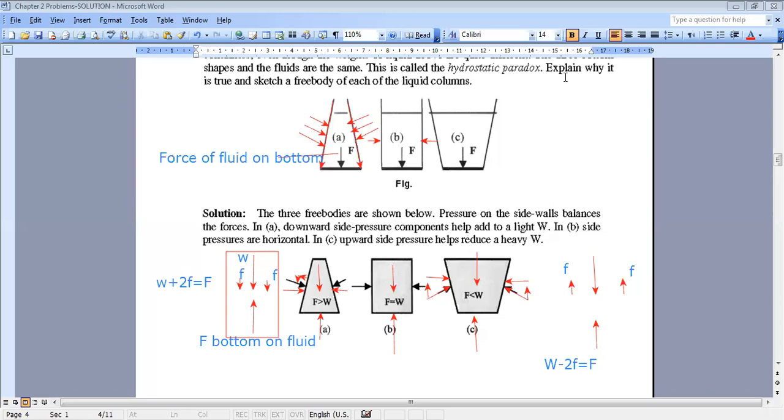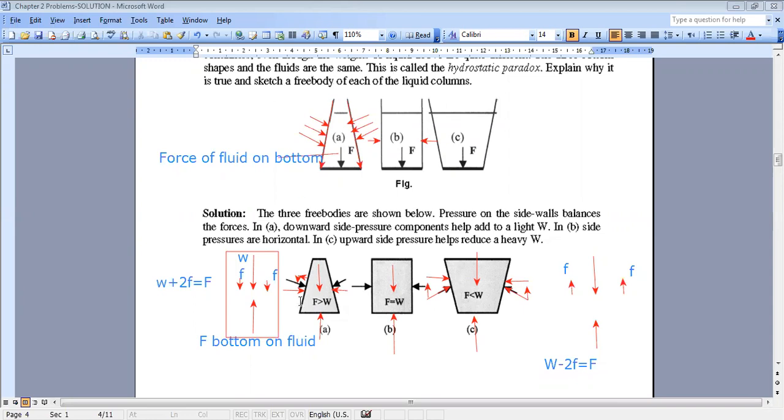Why did you do that? They only asked to prove that F is the same. Yes. We proved that F is the same by just saying that because we have the same fluid, so rho is the same, and the same height. But why did we do the rest?